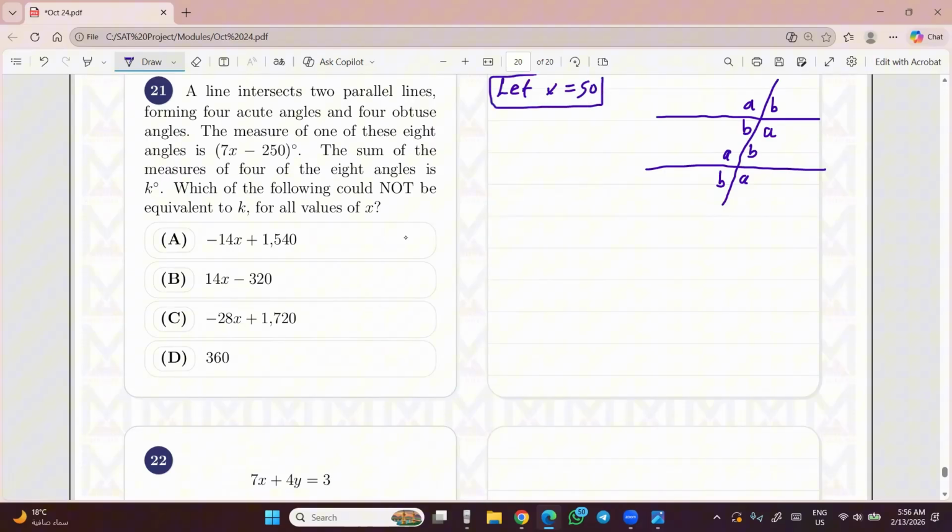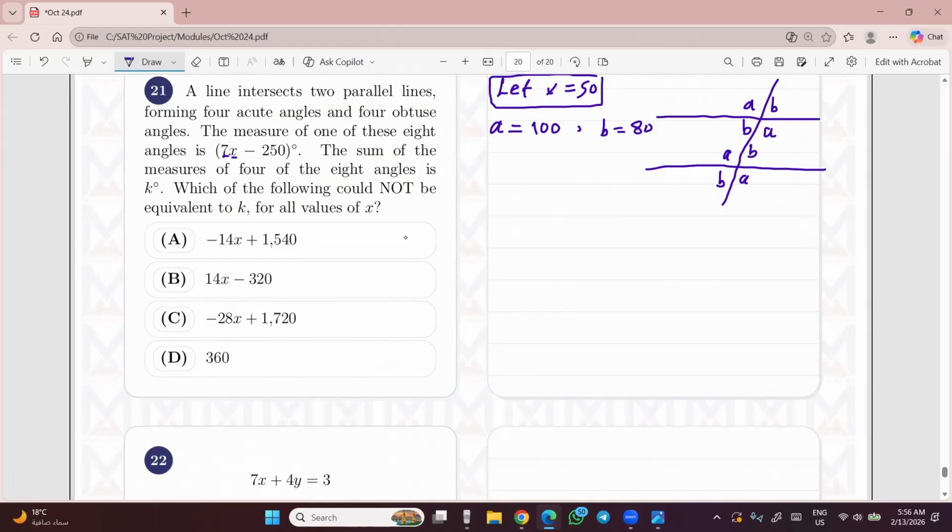Now this is a very easy one to choose. Okay, 7 times 50 is 350, and 350 minus 250 is 100. And it is okay for an obtuse angle to be 100. So angle A is equal to 7 times 50, which is 350, and 350 minus 250 is equal to 100. But if A is 100, B will be what? It will be 80 because these are called a linear pair. A linear pair means 2 angles on the same side, on the same line. So if A is 100, B will be 80.